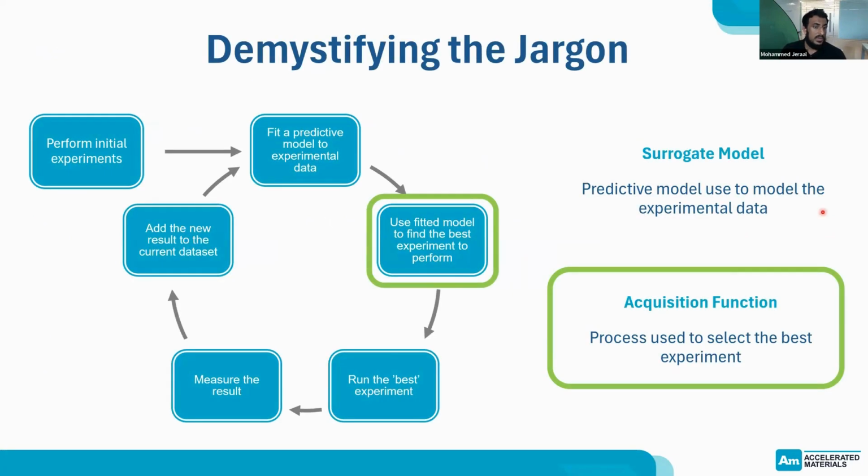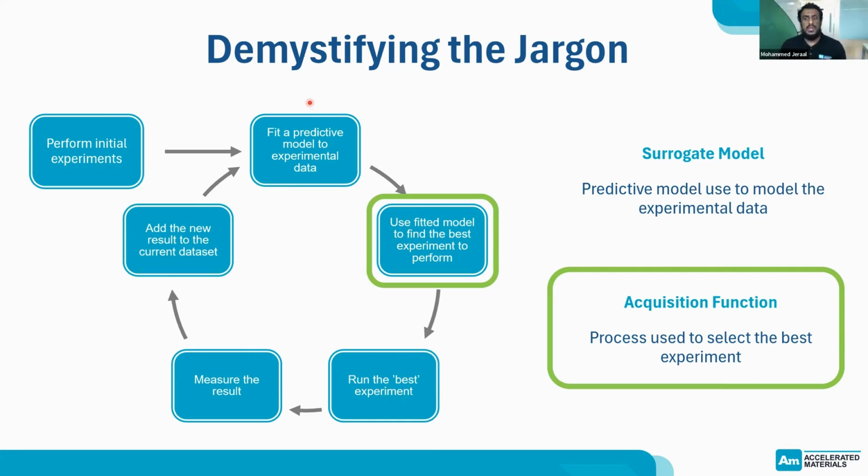So that was surrogate modeling. In step one, you would pick one of these models, pick the parameters for the model, and model your experimental data. Then the next step is to use an acquisition function to determine which is the best experiment that you actually want to physically perform.